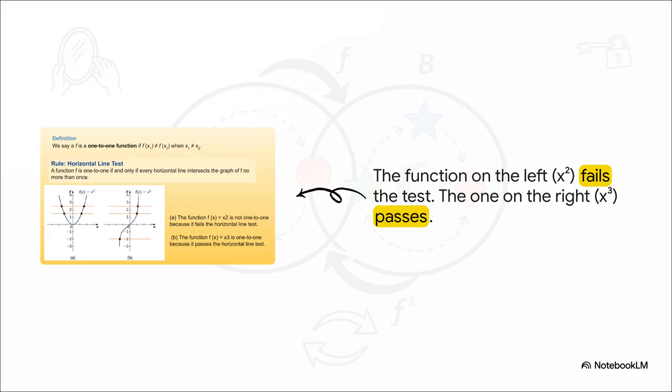But now, look at the cubic function on the right. Try it. No matter where you draw that horizontal line, it only ever crosses the graph once. That's a pass. This function is one-to-one.